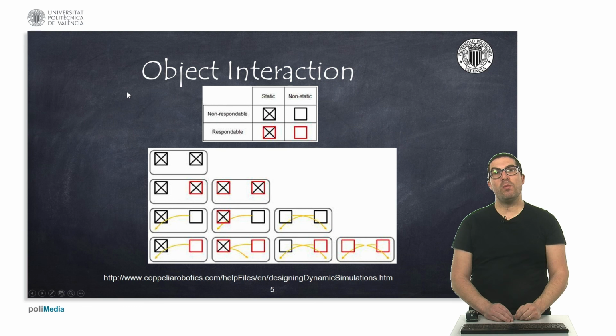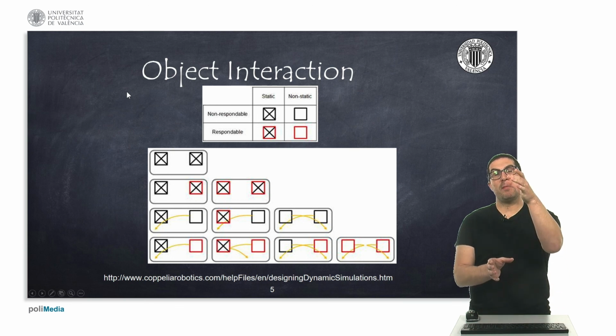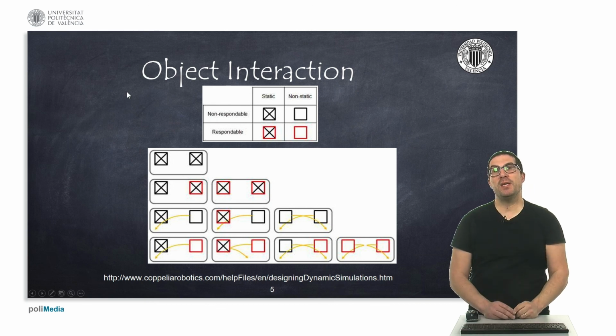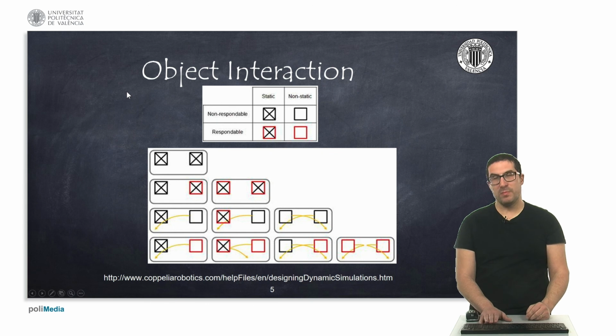And the case in which both objects will actually physically interact is when the objects are respondable. It could happen, for instance, that one of them is dynamic and the other one is static, but basically if the dynamic object is falling down and both of them are respondable, then they will react based on the principles of Newton's third law, action and reaction.